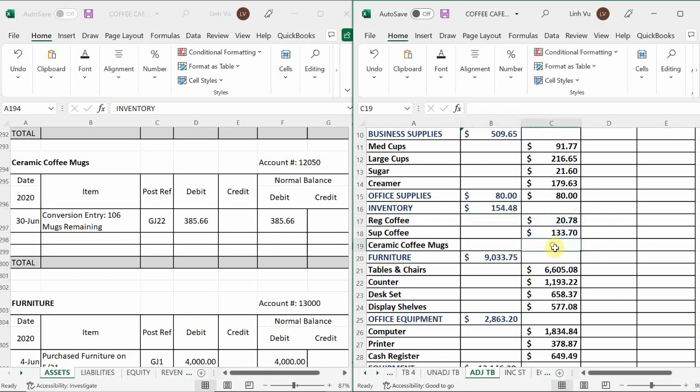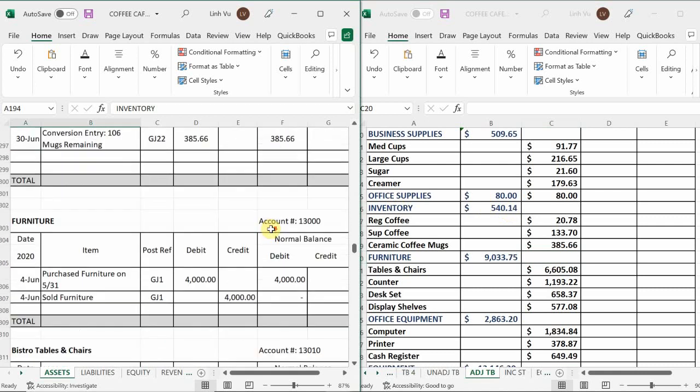Okay? So my ceramic coffee mugs right now, I have $385.66 worth of coffee mugs. I calculated it last time. I have 106 coffee mugs left. So in this case, my inventory has changed because I increased it with that extra $385. Okay? And here it is.